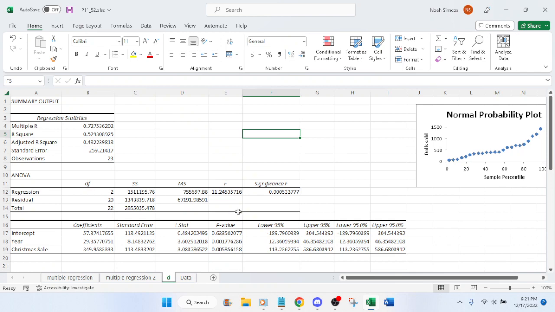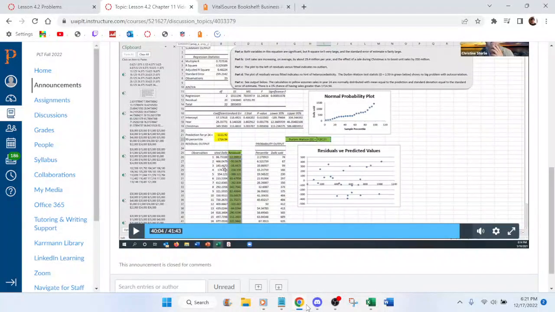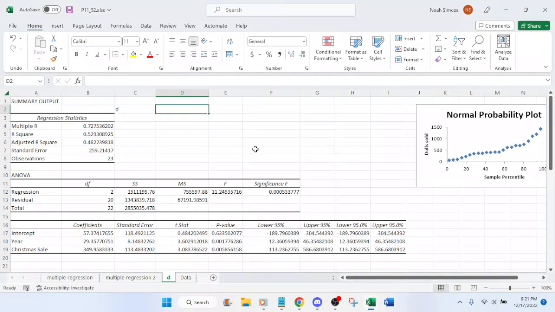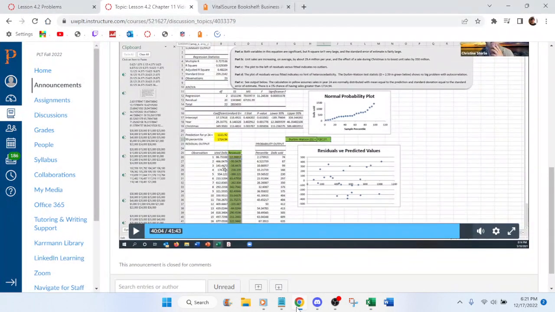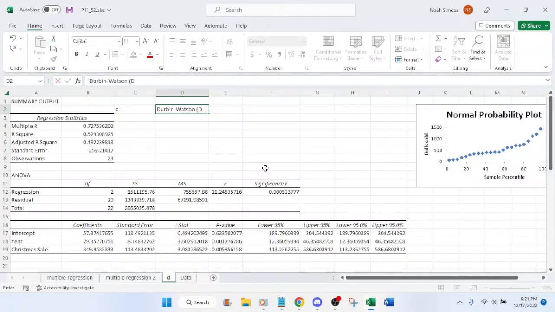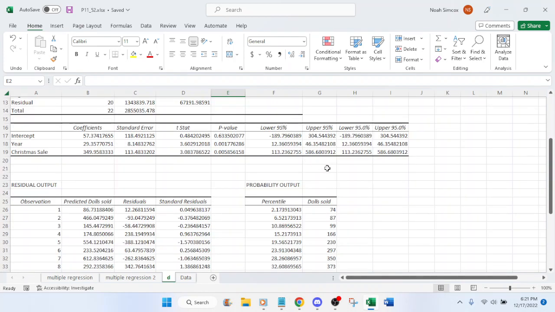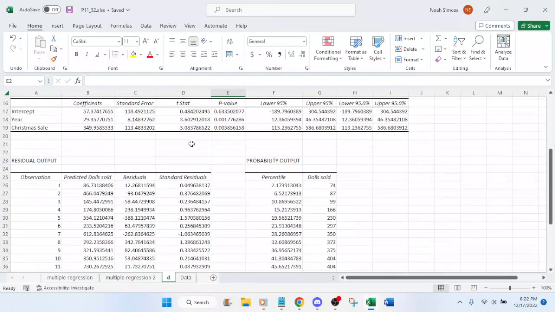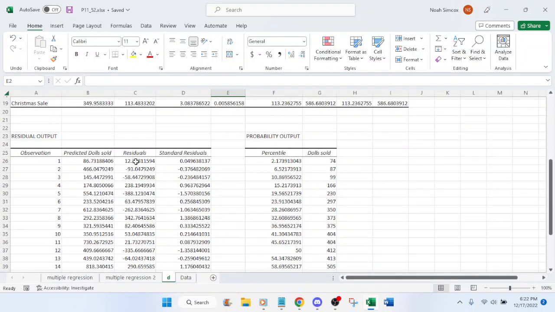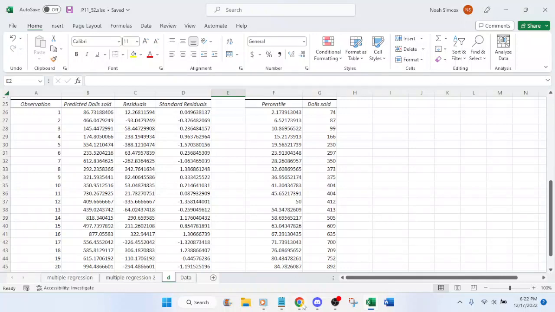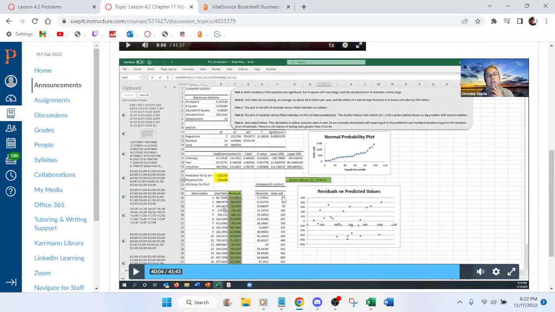All right. We're going to do D. We have Durbin Watson. B equals, and then, so the residuals are going to be on C. I think they're going to be the same for me, right? C starting at 26 and going to 48. It should be the same things.